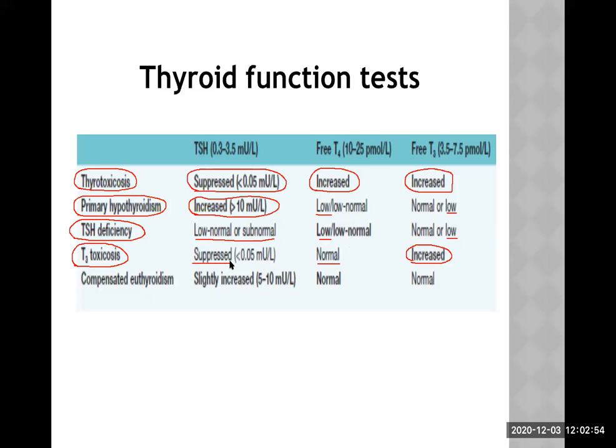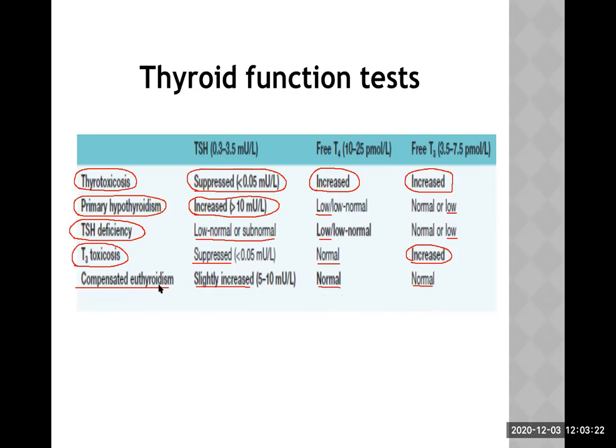This is suppressed. There is a condition known as compensated euthyroidism. Euthyroidism is normal thyroid hormone level. Okay, this is a compensated mechanism. So here T4 is normal, T3 is also normal, but TSH is slightly increased. Okay, this is also known as subclinical hypothyroidism.